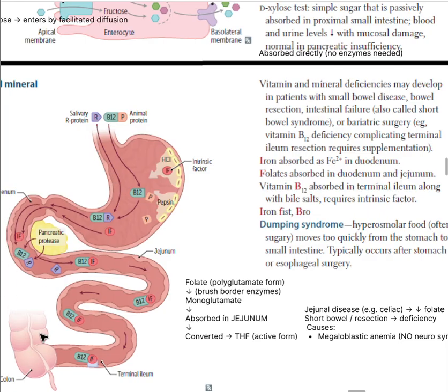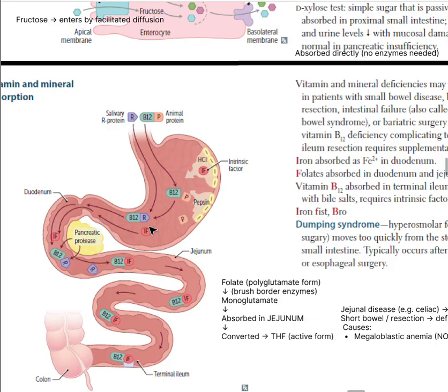This causes a hyperosmolar load, which leads to fluid shifts into the lumen. So early, at 15 to 30 minutes, there's diarrhea, abdominal pain, tachycardia, and hypotension. But late, at 1 to 3 hours, there's rapid glucose absorption, an insulin spike, and then hypoglycemia. So this is dumping syndrome.